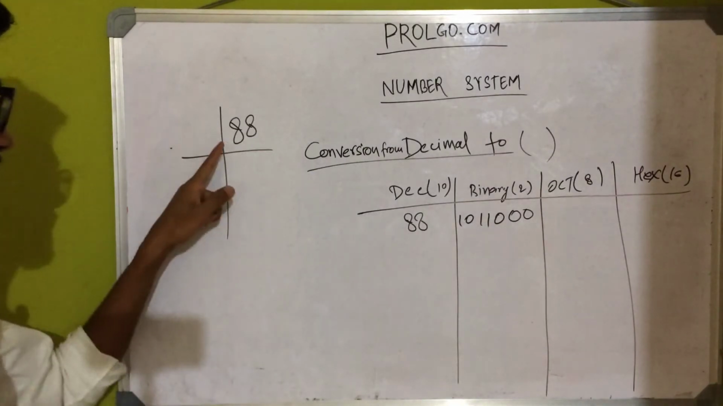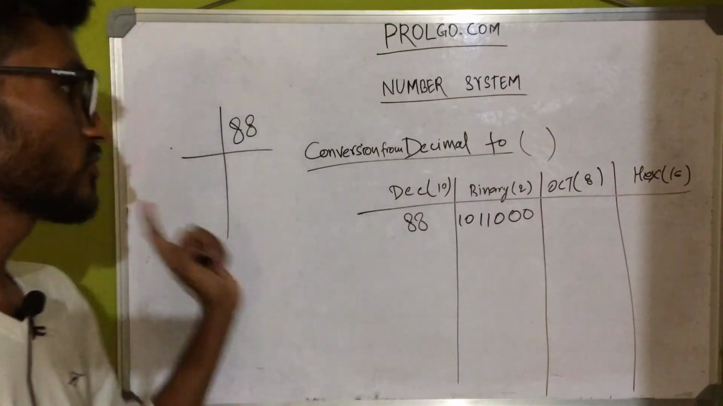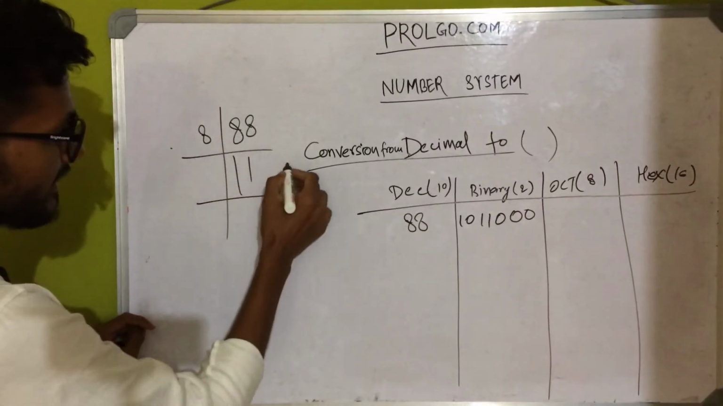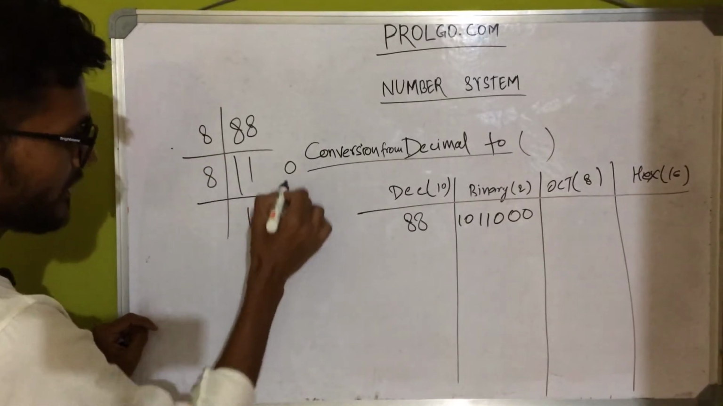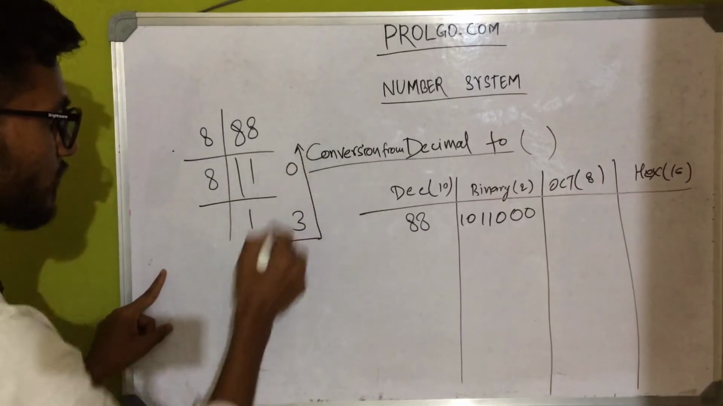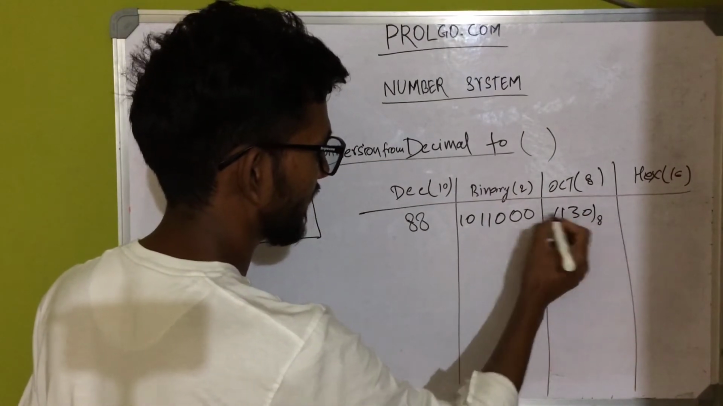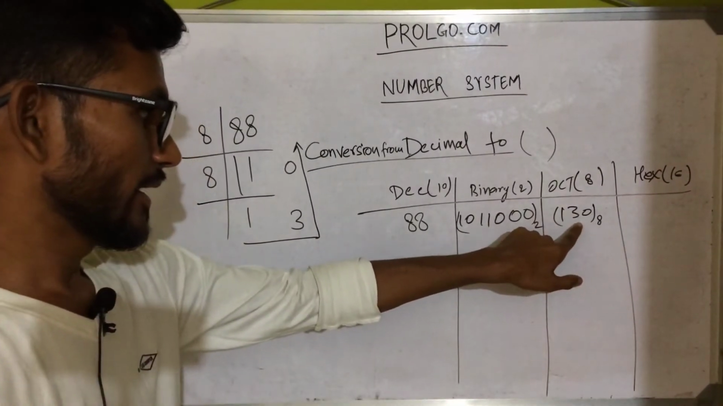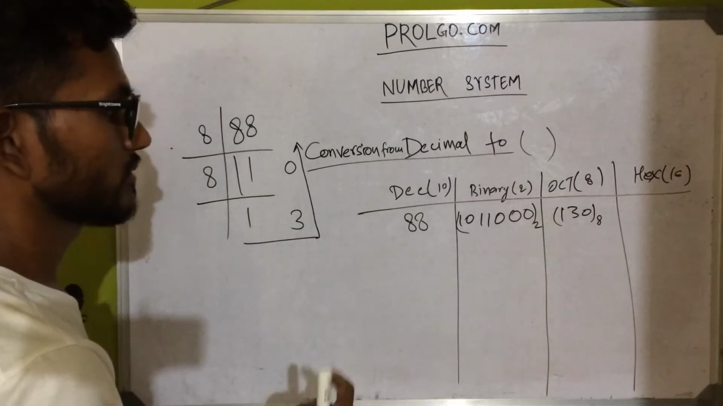Now let's convert the same number into octal. As we know, the base of octal is 8, so we divide this number by 8. 11 into 8 is 88, the remainder is 0. Then 8 into 1 is 8, and the remainder is 3. So the remainders are 1, 3, 0, and we write them in reverse order. So it will be 130 in base 8. Checking: 1 times 64 plus 3 times 8, which is 64 plus 24, 88.